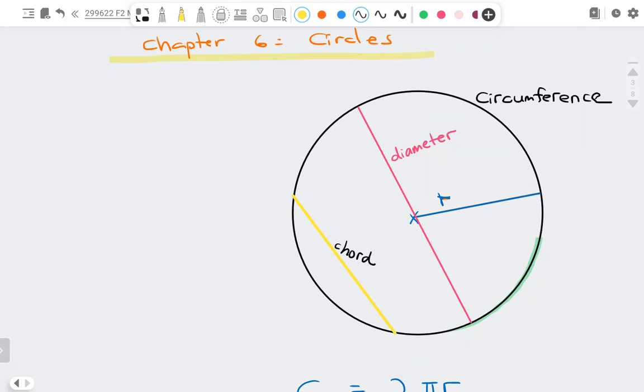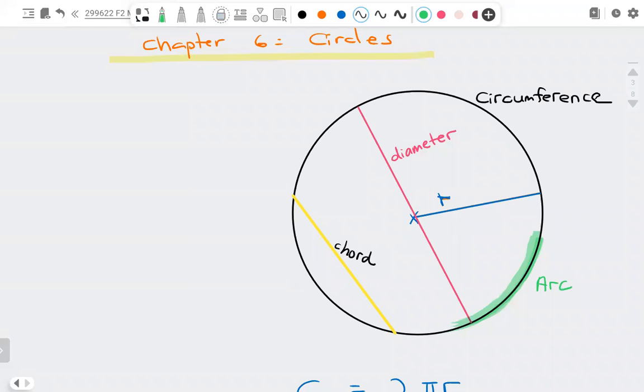And one last, like what we did just now, we shade part of the circumference. Then we label at the side there, ARC.